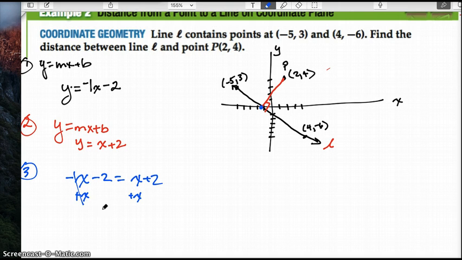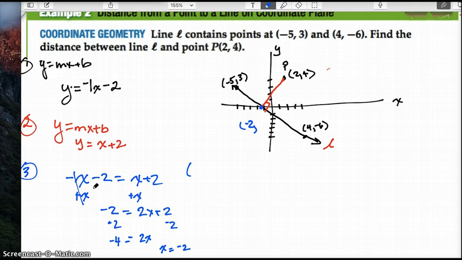So then when we do that, we're left with negative x minus 2 is equal to x plus 2. Get rid of the 2 on this side, and I've got that 2x is equal to negative 4, which tells me that x is equal to negative 2. That's just the x term of this point, though. So the x term is negative 2. You can see my graph is off a little bit.